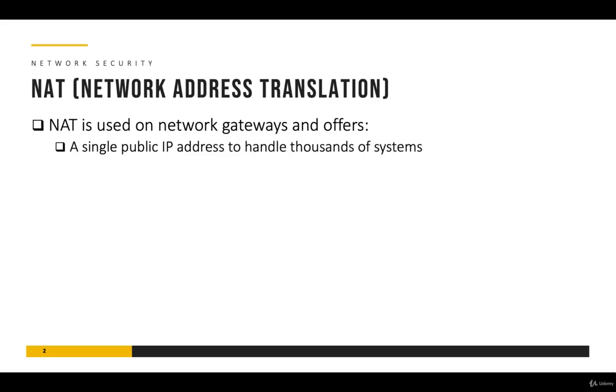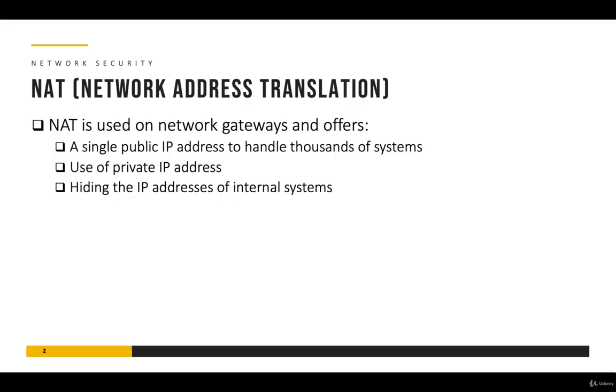The biggest advantage is that it allows the use of a single public IP address to handle thousands of internal systems. So let's say you have a company and you have thousands of internal systems and you want all of those systems to be publicly routable, which basically means that they are able of communicating over the internet. So then ideally you should be able to purchase thousands of public IP addresses, but IP addresses are expensive. So NAT is a perfect solution which allows you to use a single public IP address and still support thousands of internal systems.